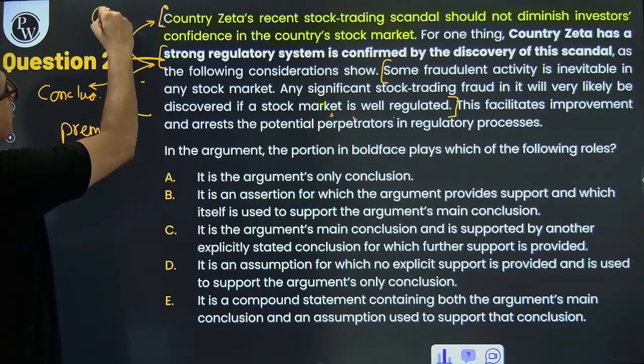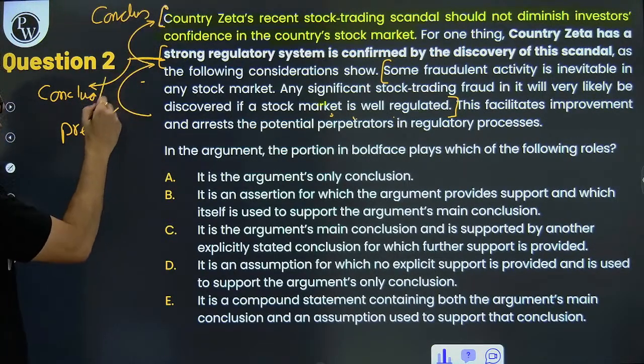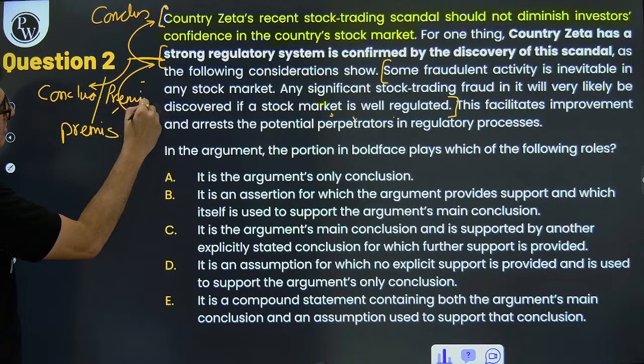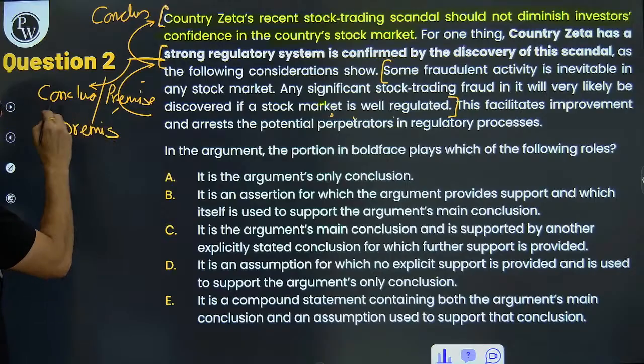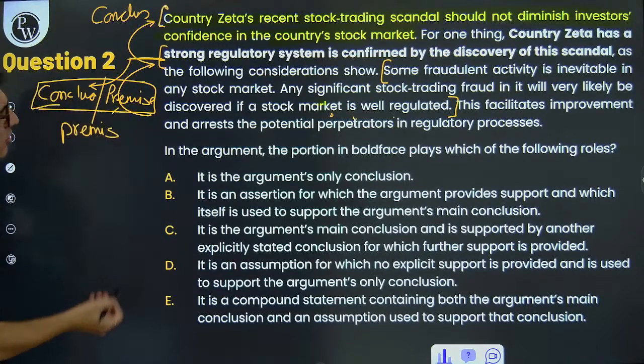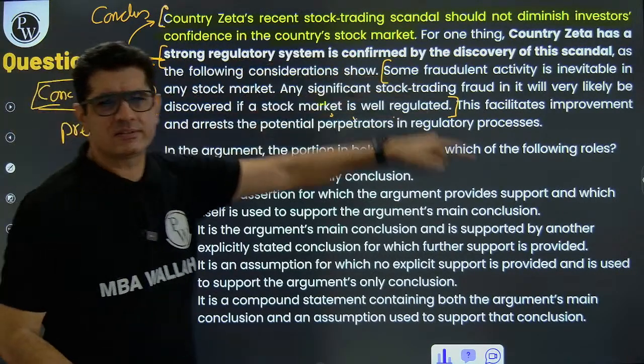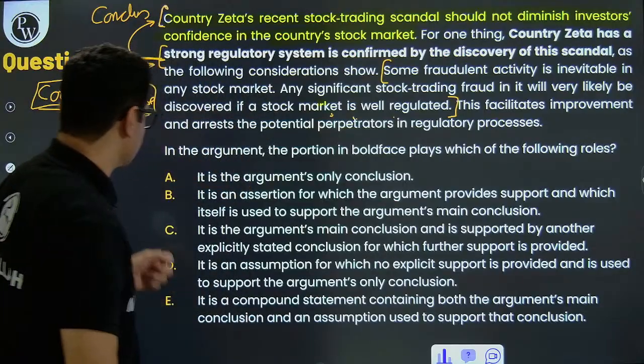So this is also a conclusion. So this is a conclusion, this is also a premise. So in one context, it is a conclusion. In another one, it is acting as a premise. So we call this what? An intermediate conclusion. So what is the bold part? Intermediate conclusion. Look at C.